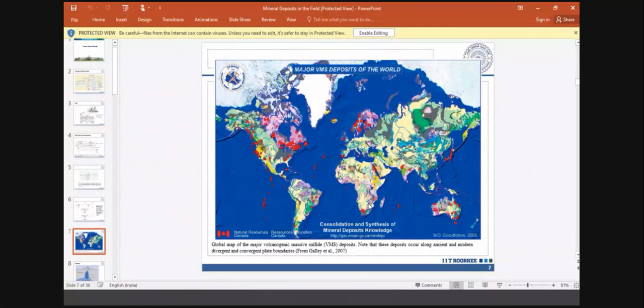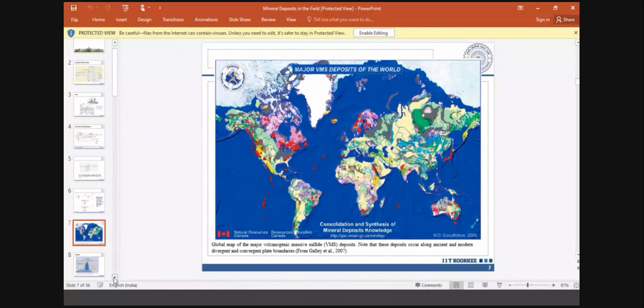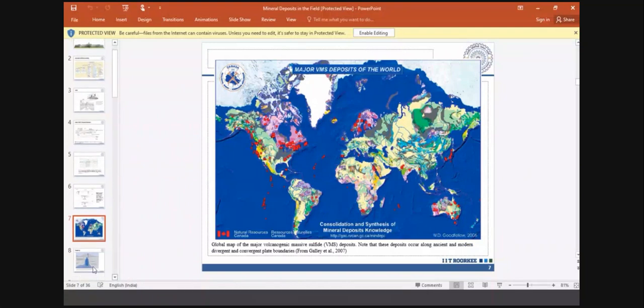You have few deposits in India. So like that, we geologists try to classify, we try to identify what are the places where we get different types of deposits according to the genesis.